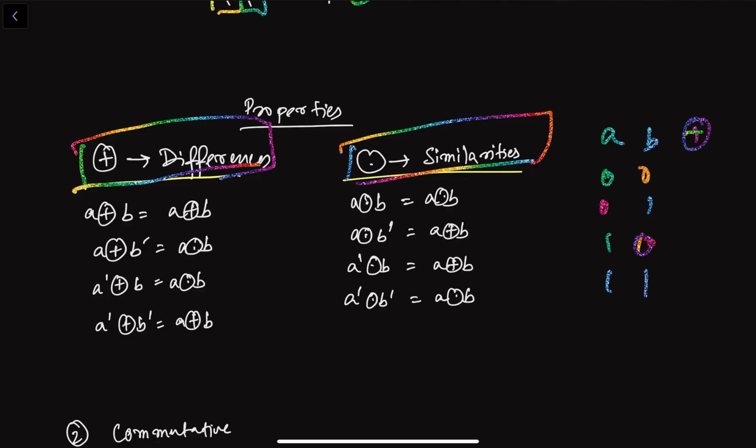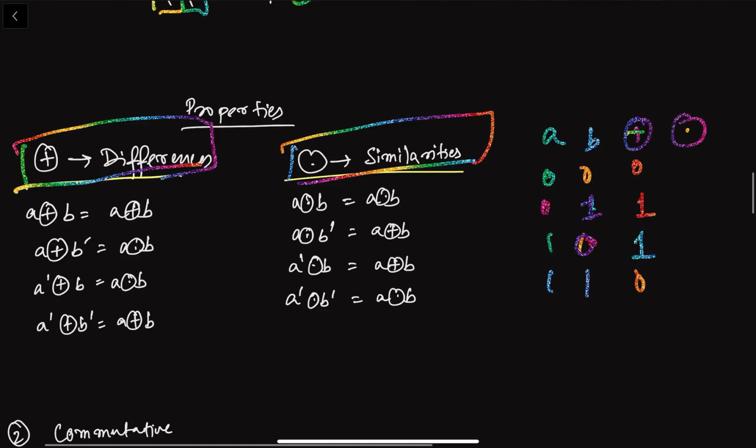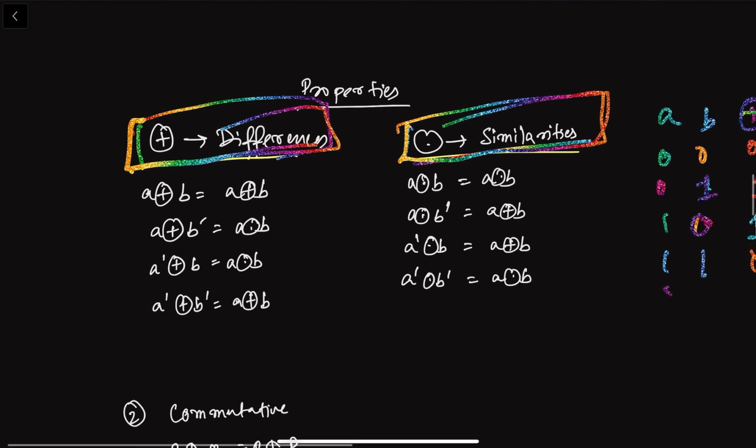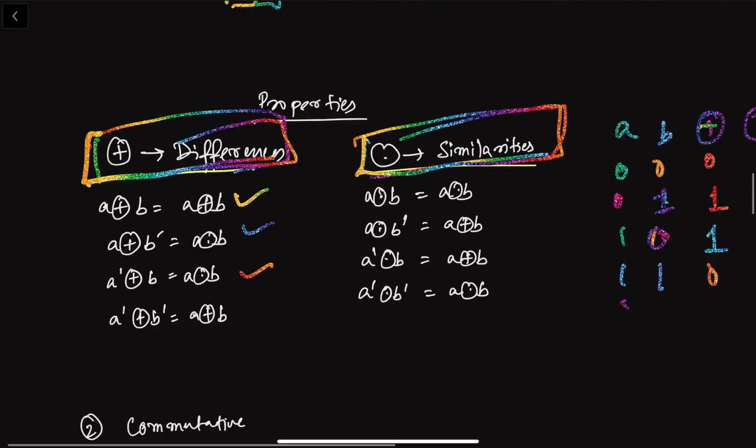For the XOR gate, these give differences because A and B are different values, so it will give us 1. Similarly, 1 and 0 are different values, so it will give us 1, and this will give us 0. But if I write the XNOR gate, it will give me similarities. So if any values are similar, like 0, 0, it will give 1. 1 and 1 is similar, so it will give 1, and the rest will be 0. So that's the reason the XNOR gate gives us similarities and the XOR gate gives us differences. These are some properties which we can derive just from the fundamentals.